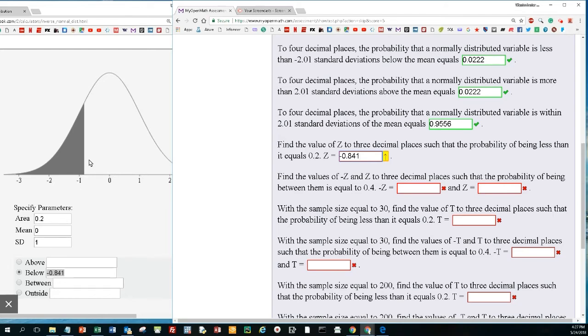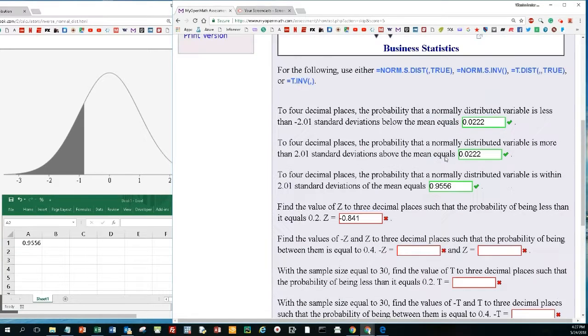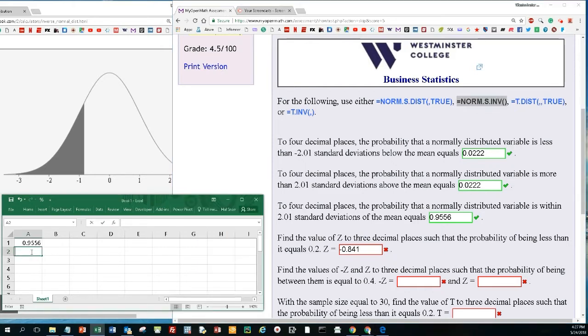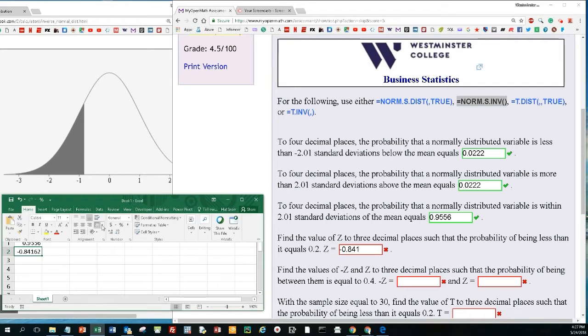All right. Now, how do we do it in Excel? Let's check it out. We have to go to the top here and get the norm.s.inverse function. And all we do is we type in 0.2 close parenthesis, and we get, to 3 decimals, negative 0.842.